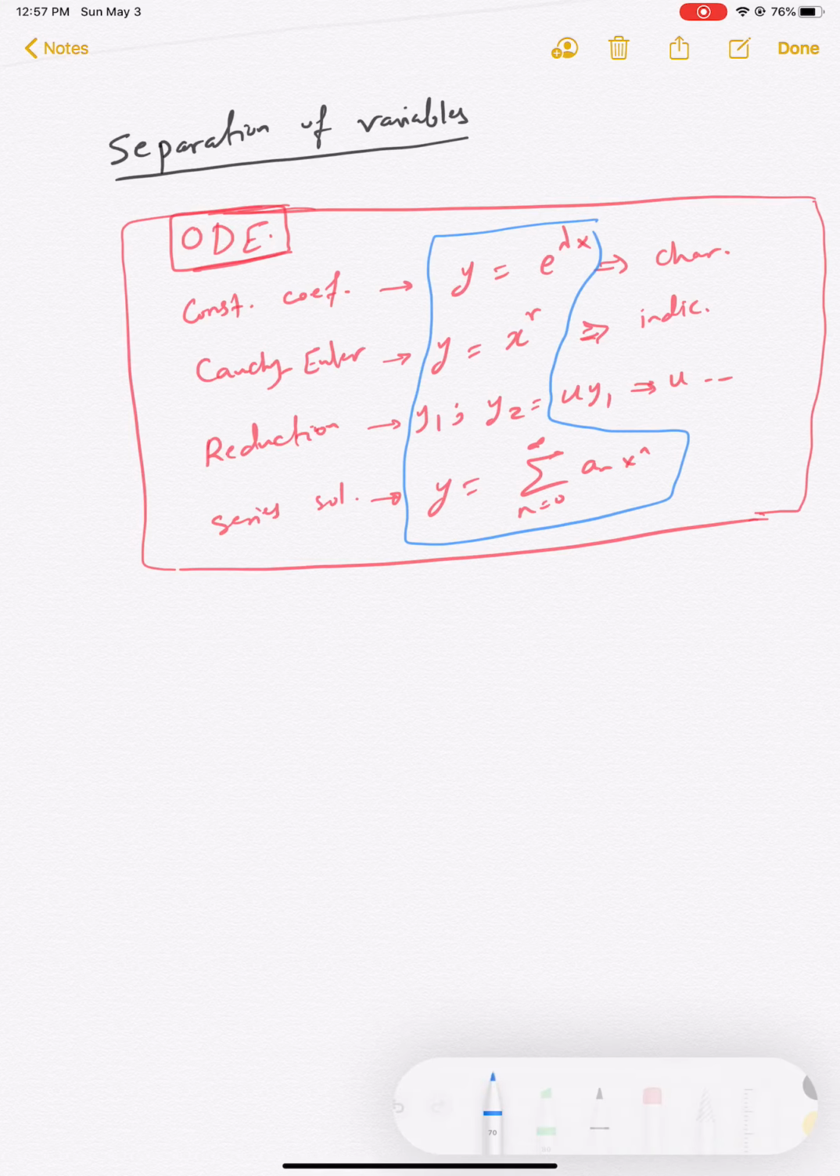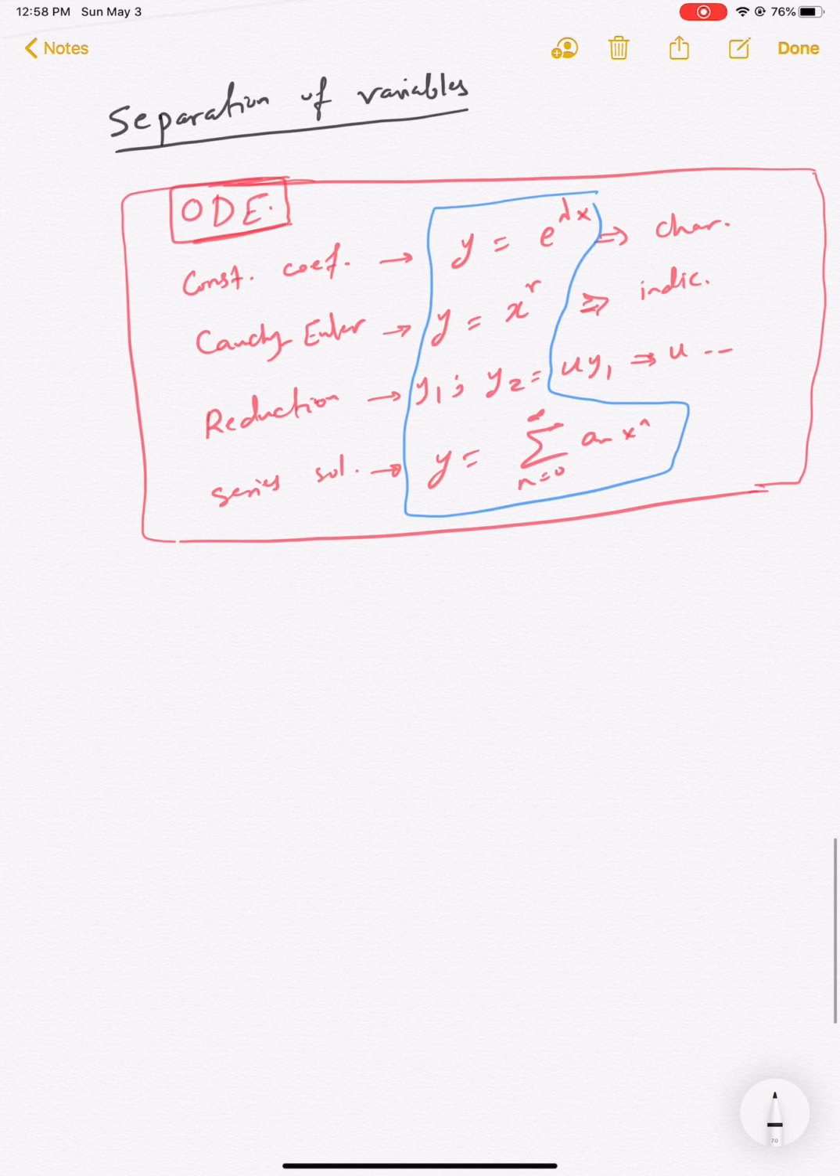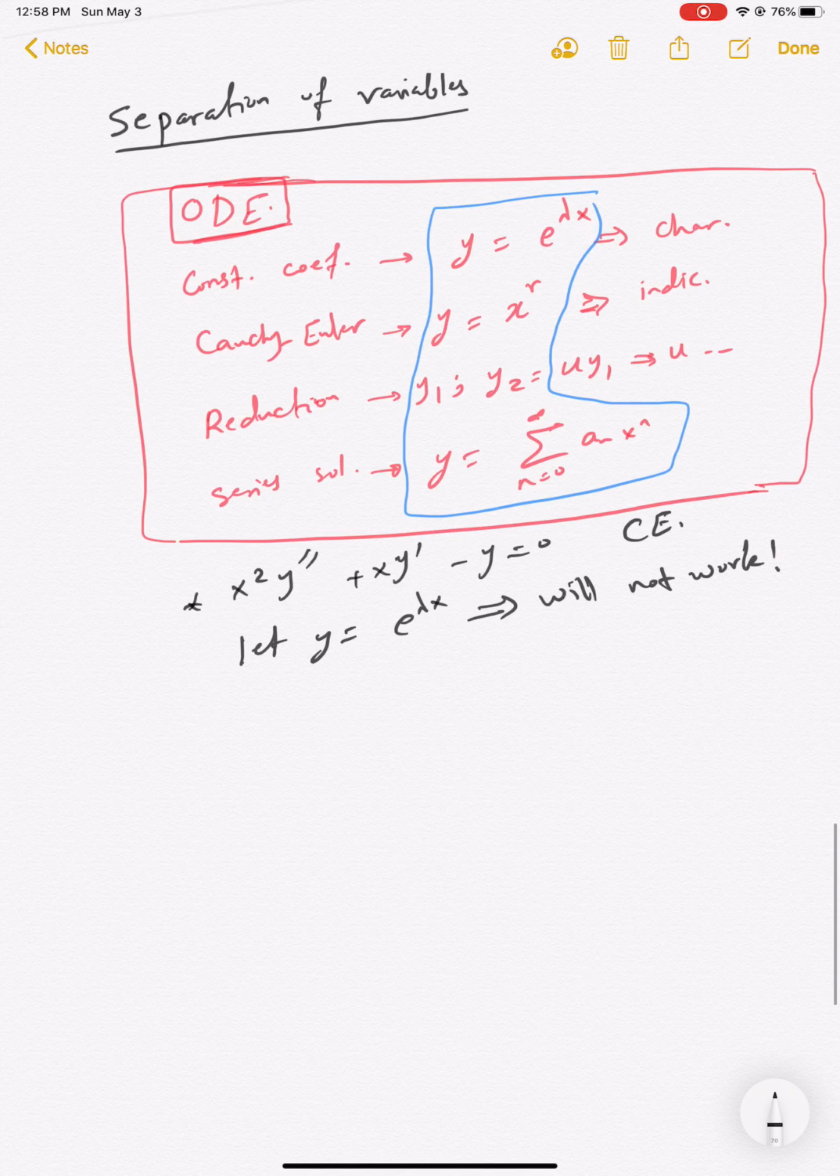For example, if you have a Cauchy Euler equation, x squared y double prime plus x y prime minus y equals 0. This is a Cauchy Euler equation. If you start and say, okay, let me solve this by letting y equal e to the lambda x, you could say that. You can start with it. But if you try, this will not work. Try it. This will not work for sure.